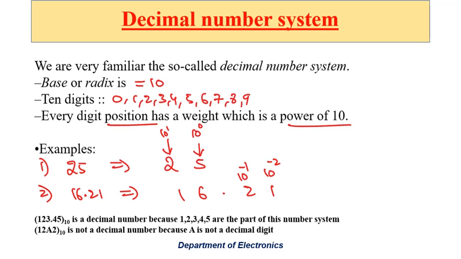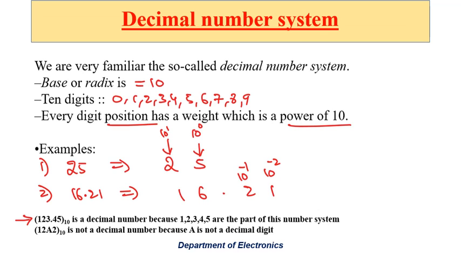And we can define two examples. So the first one, 125.45 base 10. It's a decimal number. Clearly, it is a decimal number because for the formation of this number, we use 1, 2, 3, 4, and 5. So all these digits belong to the 0 to 9 digits.